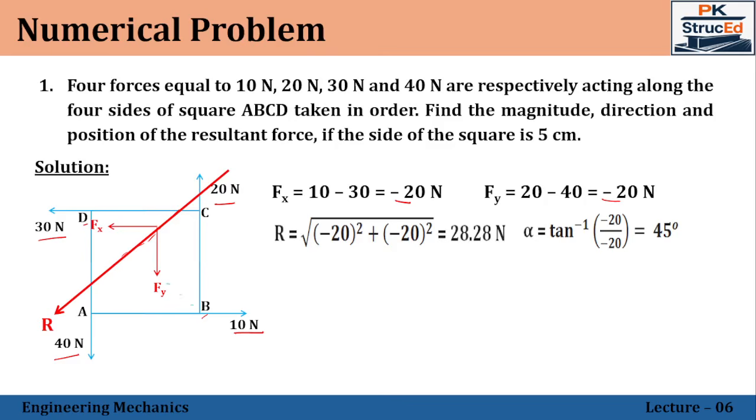So let me assume the distance is d from the point B, which means that I am assuming B as the reference point. As per Varignon's theorem, I need to find the moment of all these individual forces about the point B. Then that has to be equated with the moment of the resultant force about the same point B. So let me start with the moment of the individual forces about the point B.